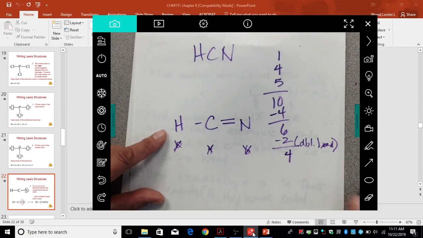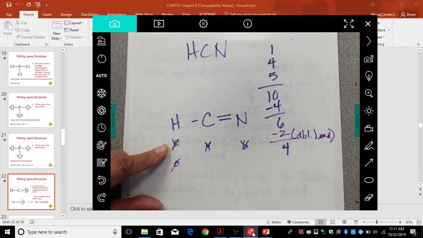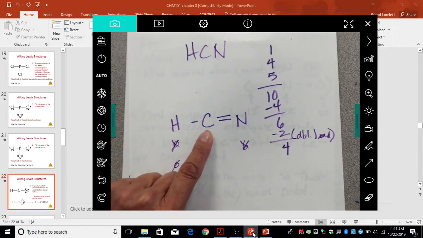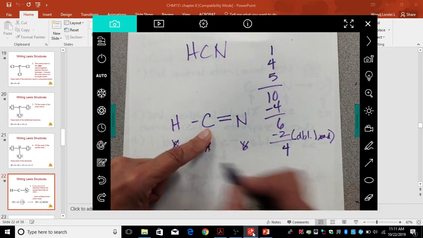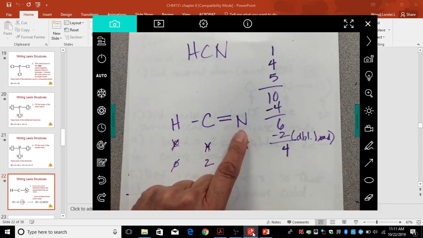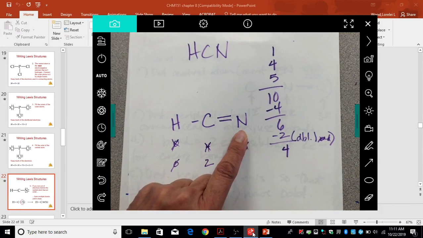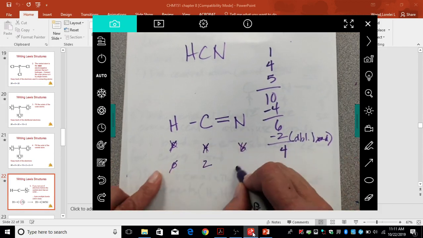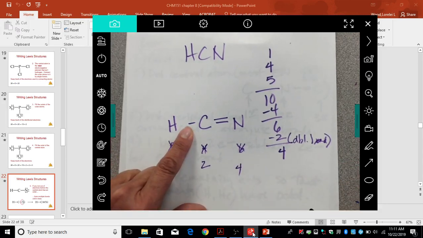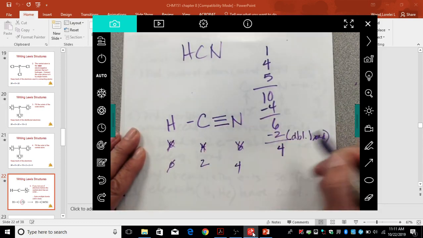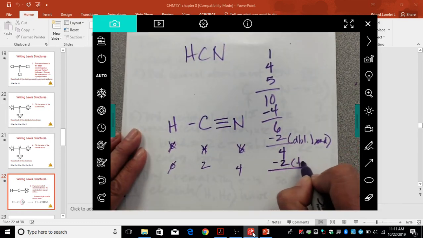So now let's reevaluate the situation. Hydrogen still doesn't need any more. Right now, this carbon thinks it has how many? 6. So it needs how many more? 2. Right now, this nitrogen thinks it has how many? 4. It needs how many more? 4. I need 6. All I got is 4. What's my option? Triple bond. Am I going to put it there? Heck no. I'm going to put it there. I got to subtract 2 more. That's for the triple bond.